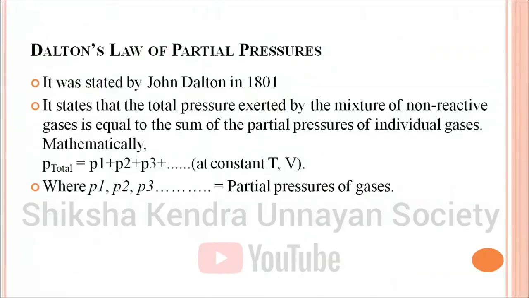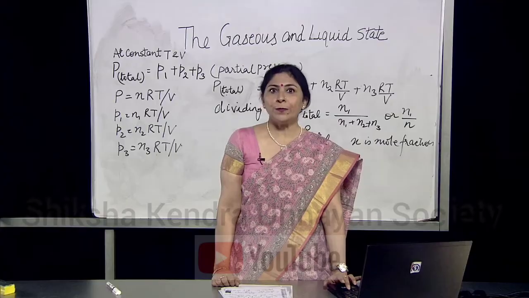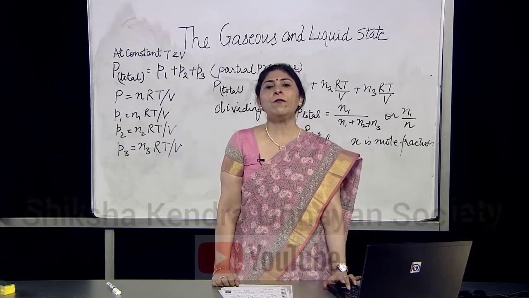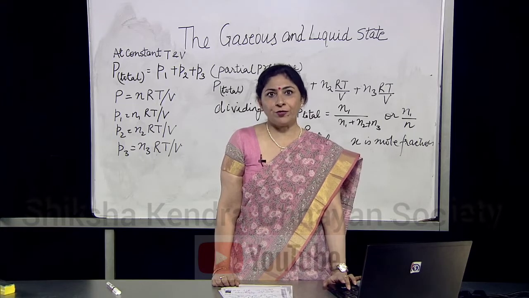It was stated by John Dalton in 1801. It states that the total pressure exerted by a mixture of non-reactive gases is equal to the sum of the partial pressures of the individual gases. We can see here that if we have 3 different gases A, B and C, they have their own pressure. This is known as partial pressure, and when we combine them, we get a total pressure.